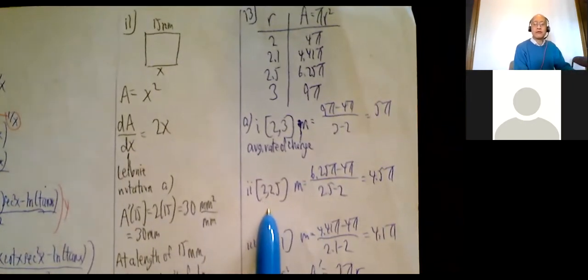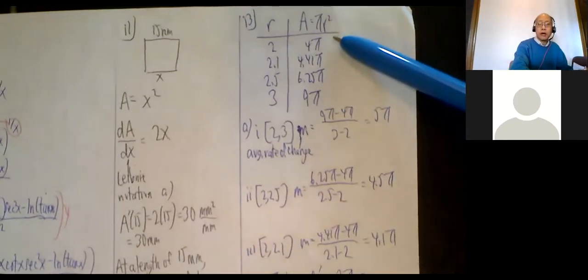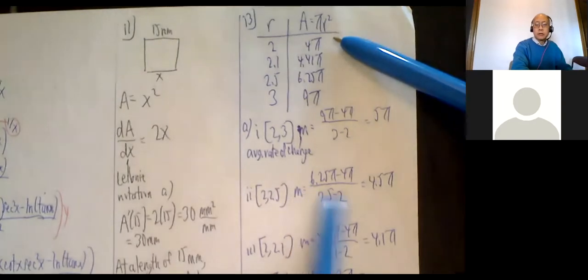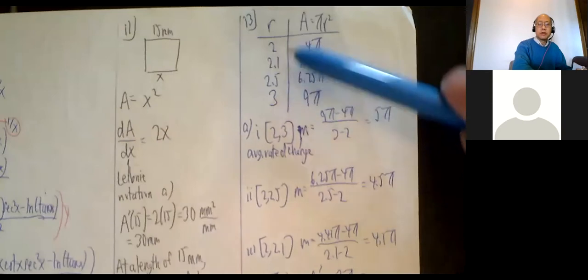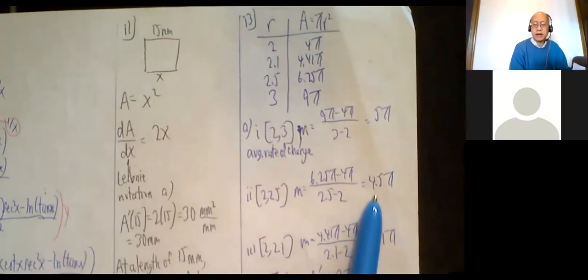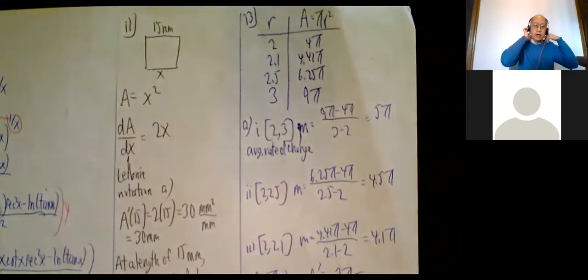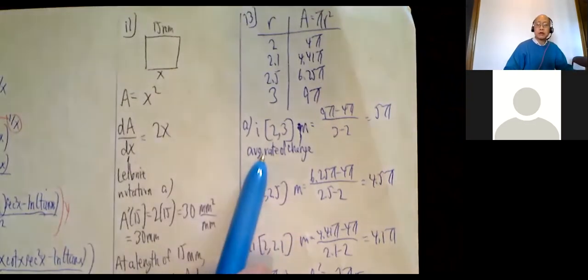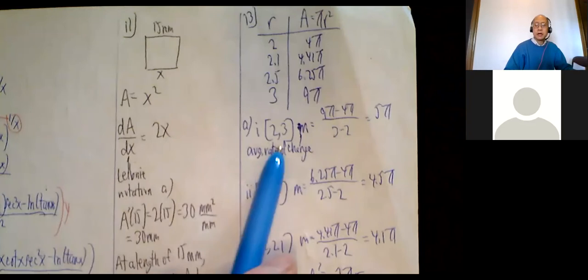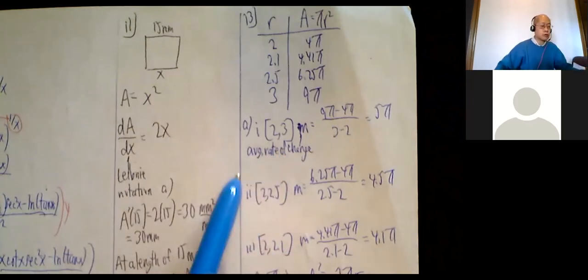Okay, 2 to 2.5. Y2, y1: 6.25 pi minus 4 pi, divided by x2 minus x1, 2.5 minus 2. Punch it in your machine, 4.5 pi. Same thing from 2 to 2.1. We're just coming closer, right? Remember, 2 is fixed, and we're moving 3 into 2.5 into 2.1. We're getting closer and closer.